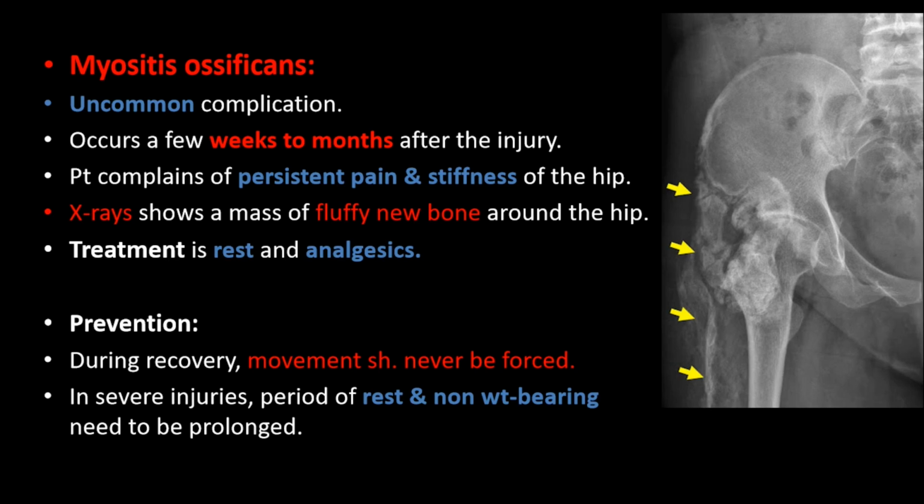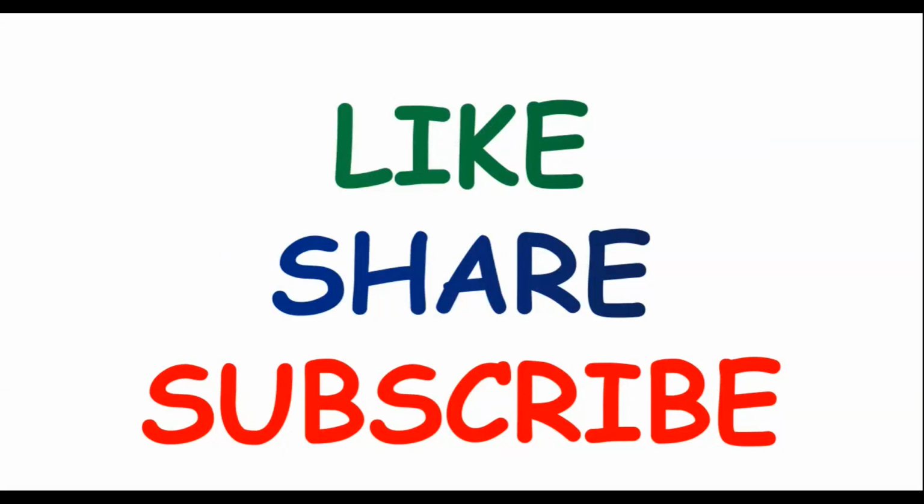Now, how can one prevent this complication? The very first thing is, during recovery, the movement should never be forced, or there should not be too much stretching of the muscles around the joint. Now, in severe cases, there should be a proper period of rest and non-weight bearing should be prolonged. So that is one of the important factors that will prevent the development of myositis ossificans. So this is all about posterior dislocation of the hip.